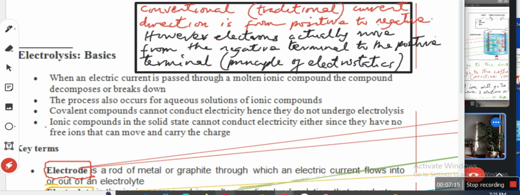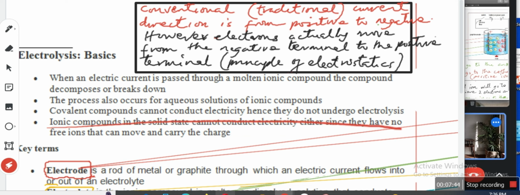And don't forget that ionic compounds in solid state cannot conduct electricity. Why don't they conduct electricity in their solid state? Because they don't have free ions. Please read it properly. Say again, why do ionic compounds not conduct electricity in their solid state? Their ions aren't free to move around.